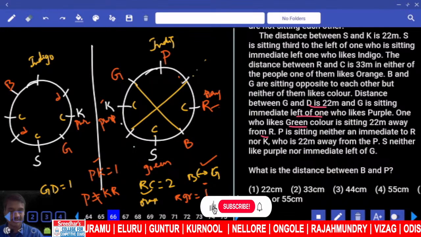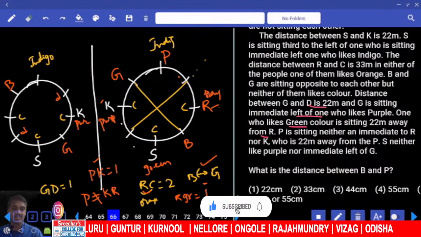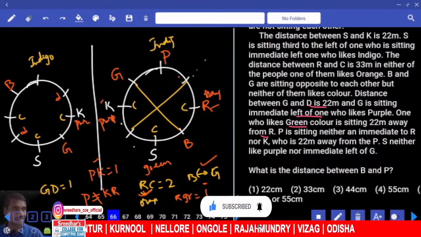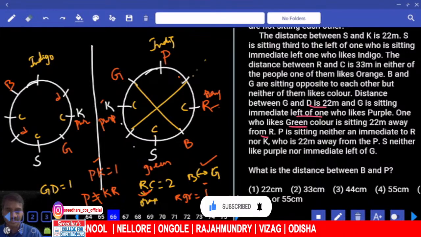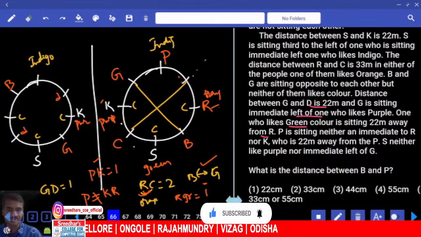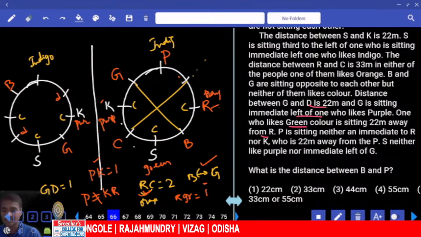Orange is left. Between R and C, there are two people. Between these two, one must like orange. R likes orange, and C must be at this place. Who is left? There is only one person, D is at this place.